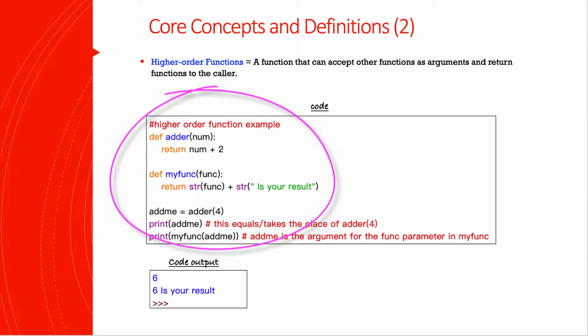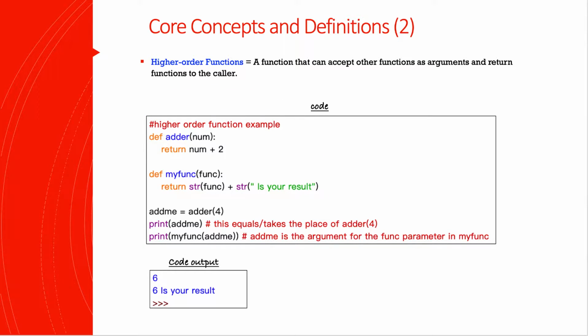So here's our code. We have def adder with the parameter of num, and then we return num plus 2. We have a second function, myfunc, which takes a function as an argument, and that returns func plus is your result. So we create a variable addMe, which equals adder function, our first function, and we pass it the integer 4. So if we print addMe right now, it takes the place of adder(4). So it's going to print out the result of just running that function, which is 6, right? 4 plus 2 is 6.